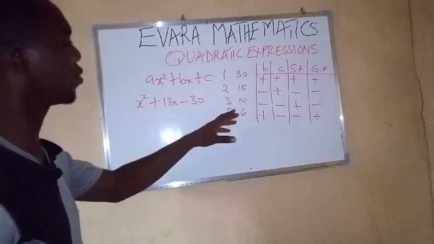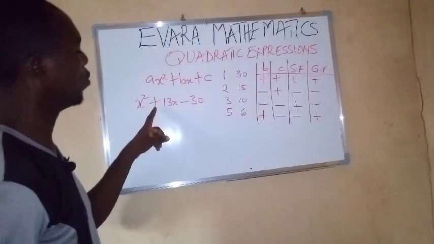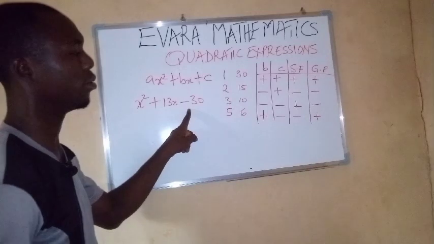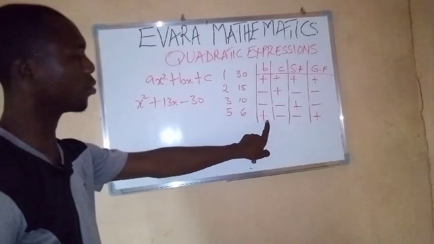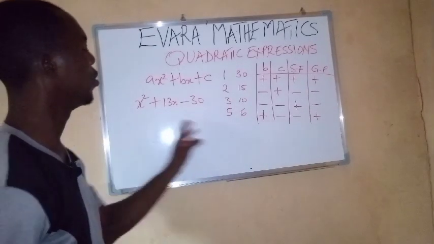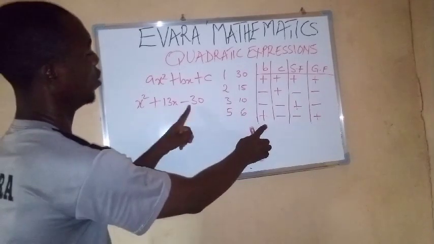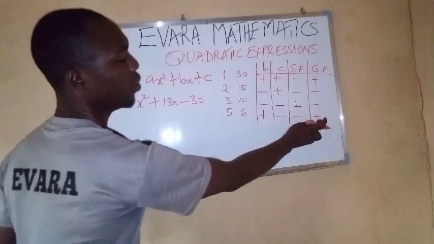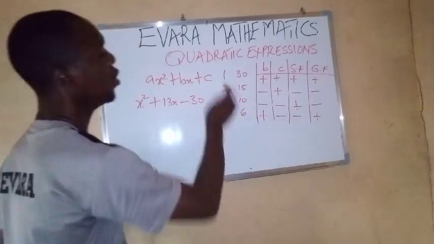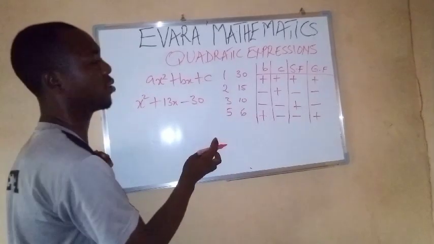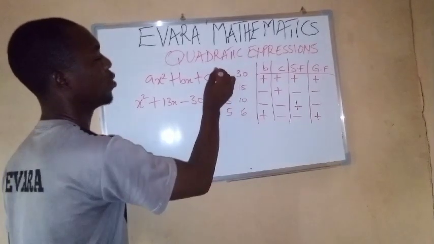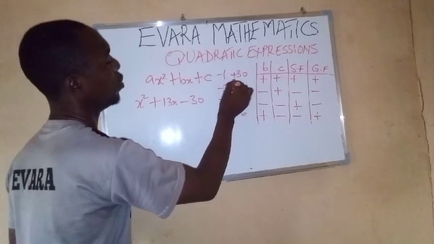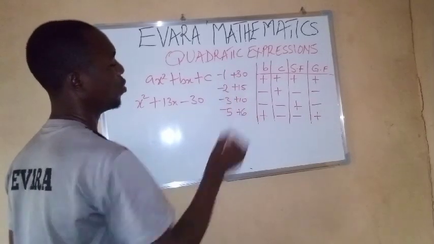So from this table now, we have our b to be positive and the c is negative, which is the last column and the last row. B is positive and c is negative. So that means the smaller factors will be negative and the greater one will be positive. The smaller factors are the ones you have at this side. These are the greater factors. So negative and all these are positive.